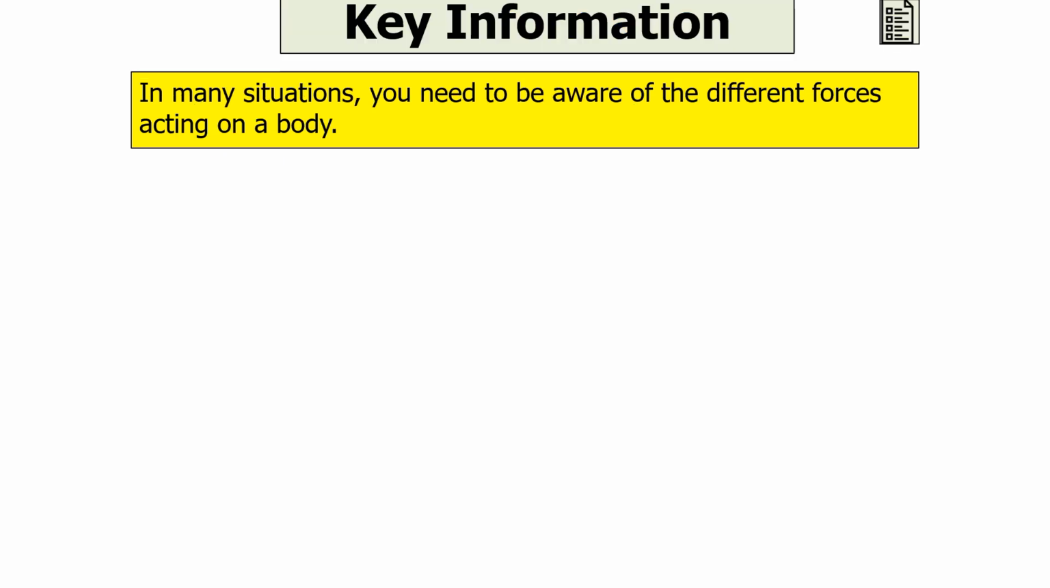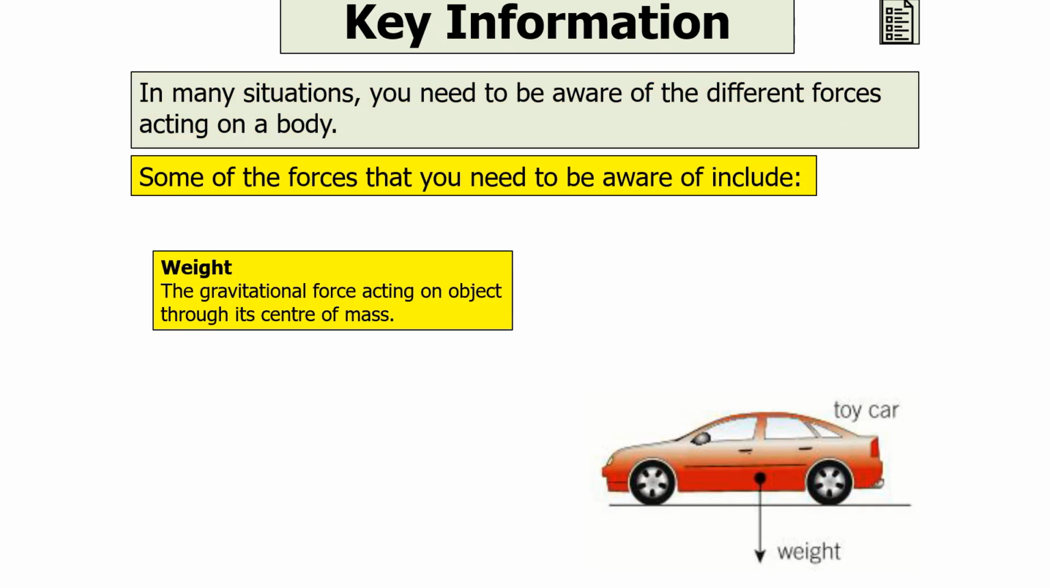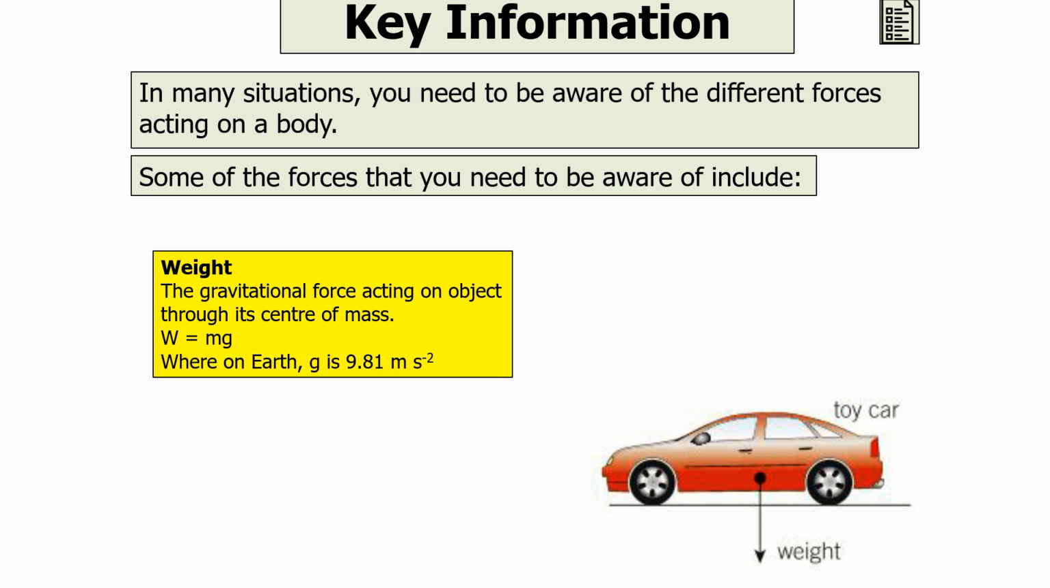Now in many situations you need to be aware of the different forces acting on a body. Some of these forces include weight, which is the gravitational force acting on an object through its centre of mass, which we can calculate with the equation weight equals mass times gravity, where on Earth the gravitational field strength at the surface is 9.81 meters per second squared.